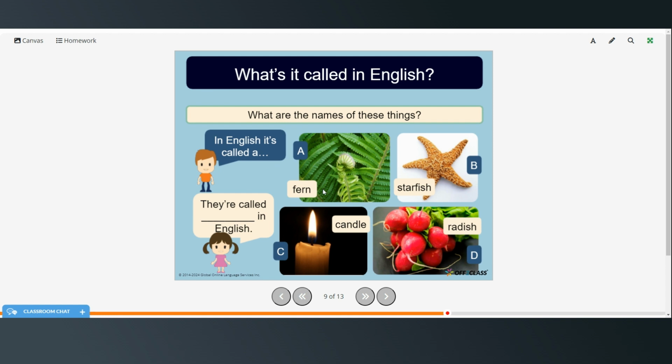So what is this? You could say in English, it's called a fern. What is this? In English, it's called a starfish. What is this? In English, it's called a candle. And what are these? In English, they're called radishes.